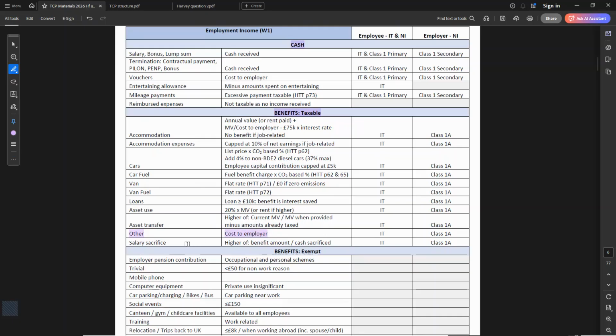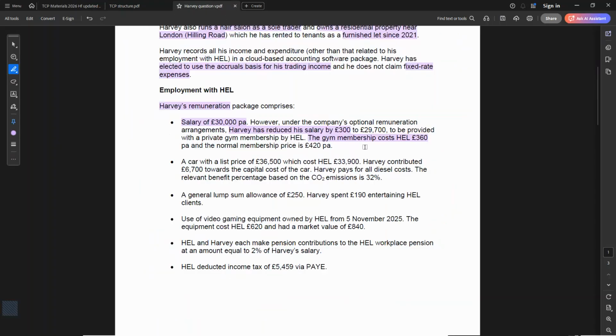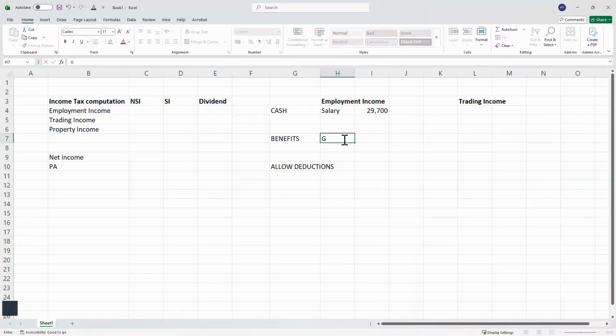We also need to consider the salary sacrifice element here, as we were told that Harvey sacrificed salary for the gym membership. So where there is a salary sacrifice, the benefit that will be taxable would be the higher of the benefit amount. So here the cost to the employer that we just looked at, or the cash sacrificed. We were told that Harvey sacrificed £300 and the cost to HEL was £360. So the higher of these two will be the £360. So in our answer, we will have the gym benefit here of £360.